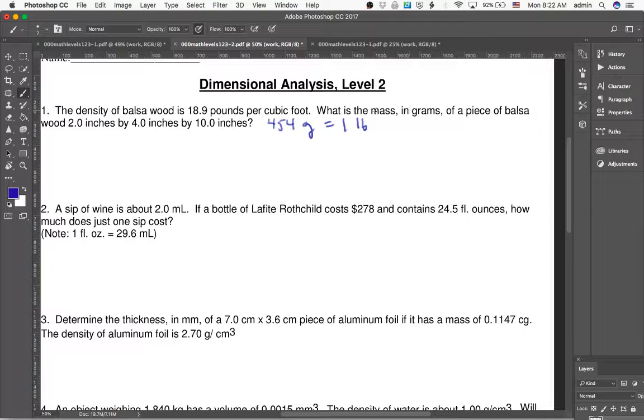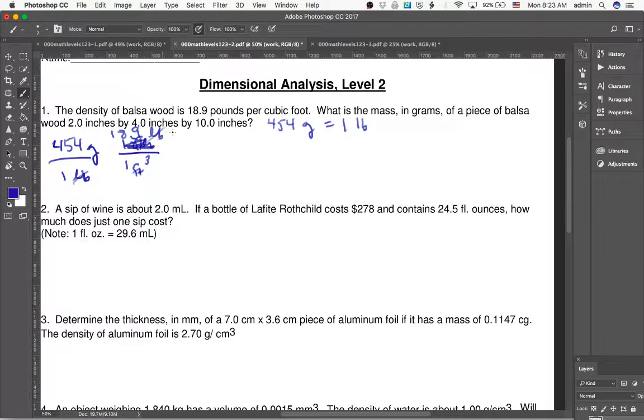So I want grams. There are pounds here, so I'm going to start with these grams. 454 grams is 1 pound. It looks like I've got 18.9 pounds in 1 cubic foot, which is feet cubed. So pounds cancel. I need to cancel cubic feet.